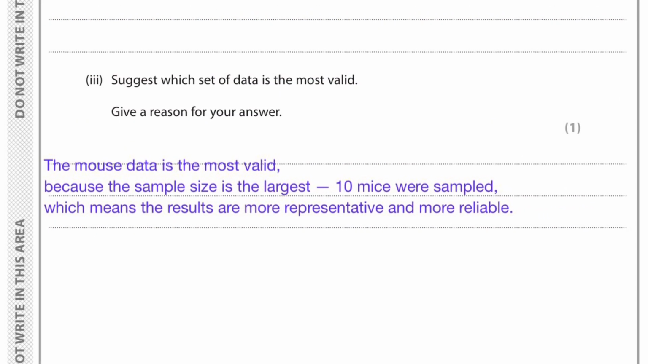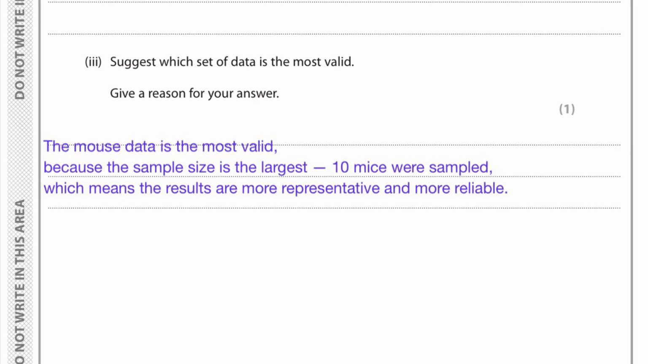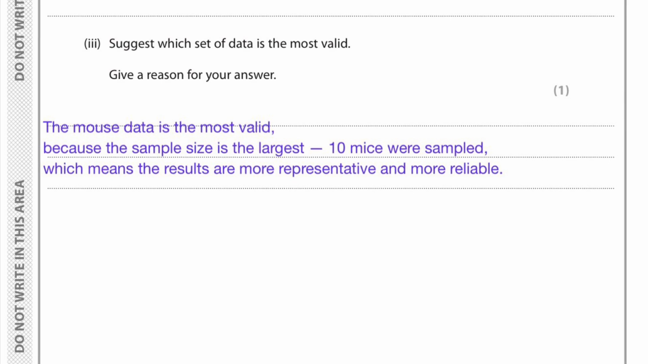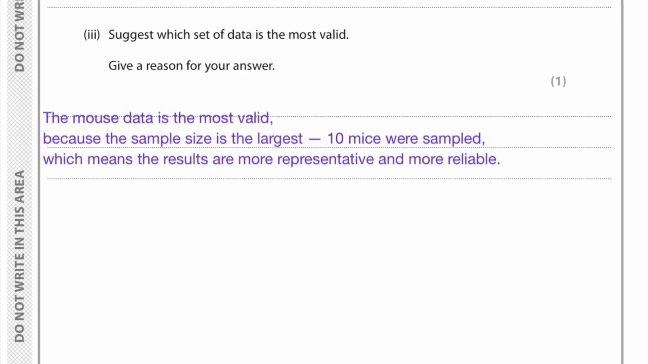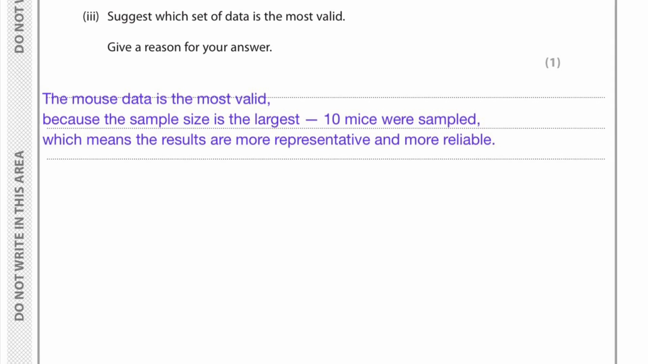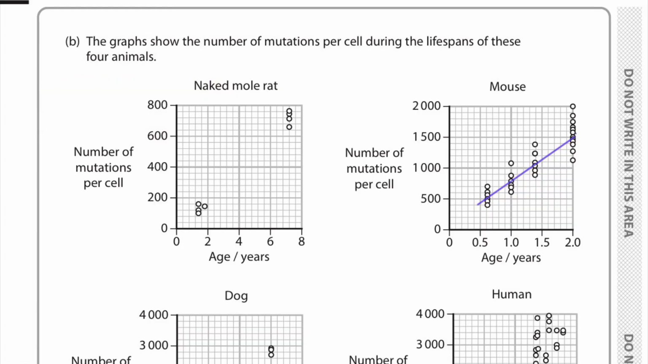Next, they say, suggest which set of data is the most valid, give a reason for your answer. This part is asking which animal's data is the most reliable. So I said the mouse data is the most valid because the sample size is the largest. 10 mice were sampled, which means the results are more representative and more reliable.